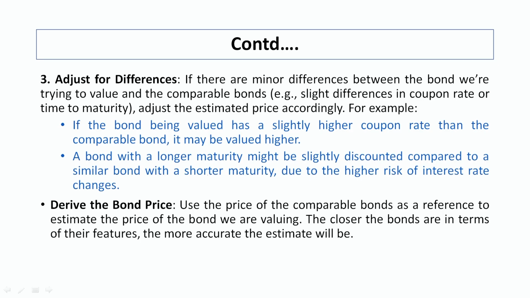So, we have to check whether it has a long maturity period, what the coupon rate is, and how we are going to adjust for it. Then derive the bond price: use the price of the comparable bond as a reference point to estimate the price of the bond which you are valuing. The closer the bonds are in terms of their features, the more accurate the estimate will be.